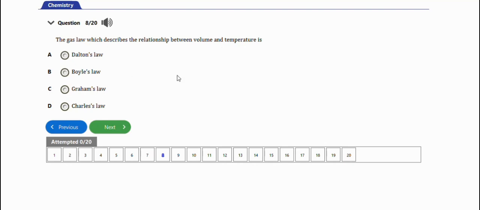Alright, so volume is directly proportional to temperature in Charles' law. Option D is the right option in this question. The next substitute question will be this one.